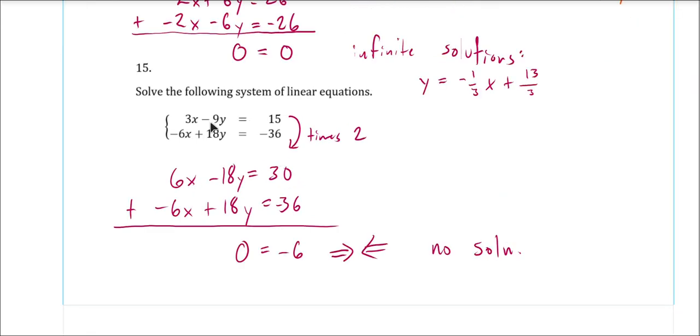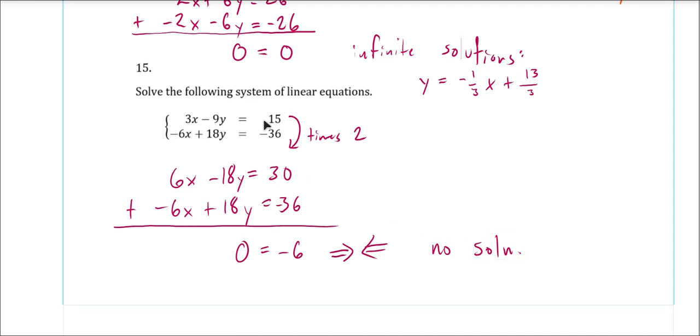Now with this one, on the other hand, the x's and y's are sort of constant multiples of each other, and we can see that if we try to do elimination by multiplying the top equation by 2, when we sum them we get 0, with no variables at all left over on the left-hand side. But on the right side, I get minus 6. Now, 0 is not equal to minus 6. We have a contradiction here, and so there is actually no solution.